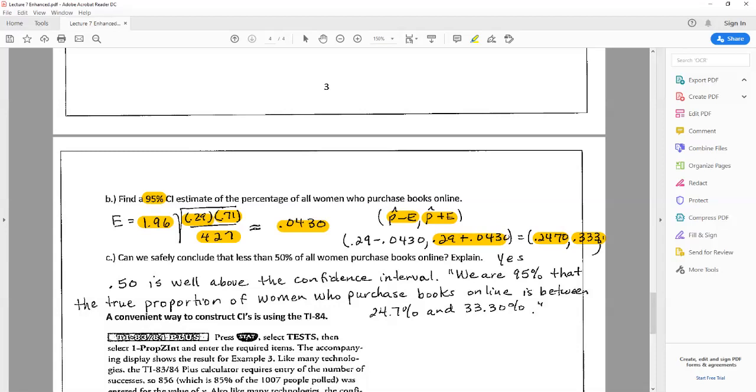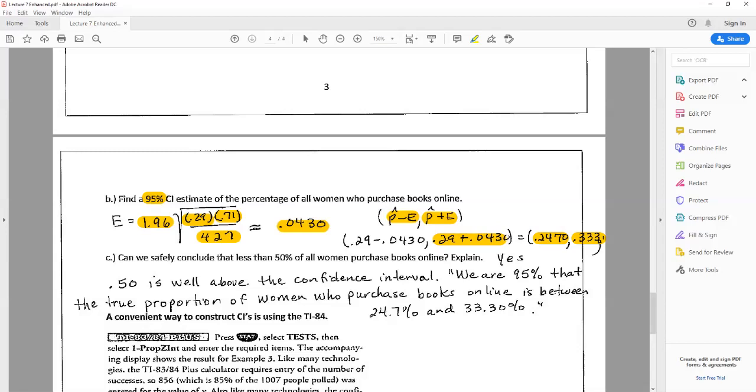Part C says, can we safely conclude that less than 50% of all women purchase books online? And we would say yes, because 50% is definitely higher than the interval, which means that the true value is somewhere in that interval. At least we are 95% confident of that. So we would say yes. Since 50% is well above the confidence interval, we will just say that we are 95% confident that the true proportion of women who purchase books online is between 24.7% and 33.3%, which is definitely less than 50%.